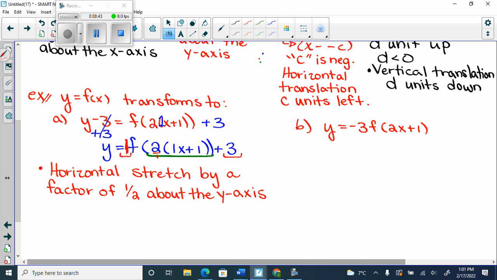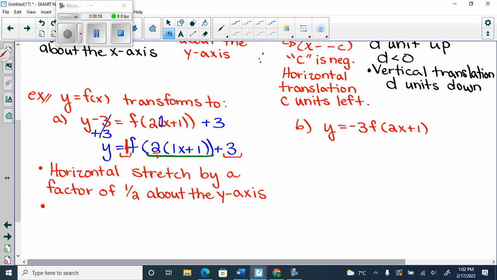Reflections. So I look in front of the f. Is there a negative sign? No. In front of the x, is there a negative sign? No. So reflections, done. Check. That was easy. Right? Okay. So I don't have a bullet for reflections because I don't need to.